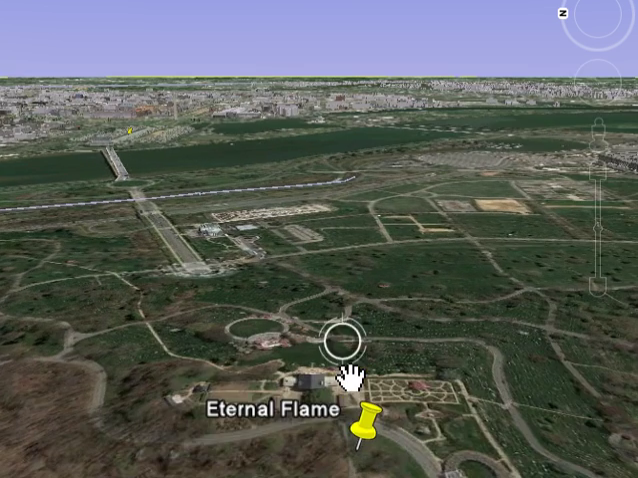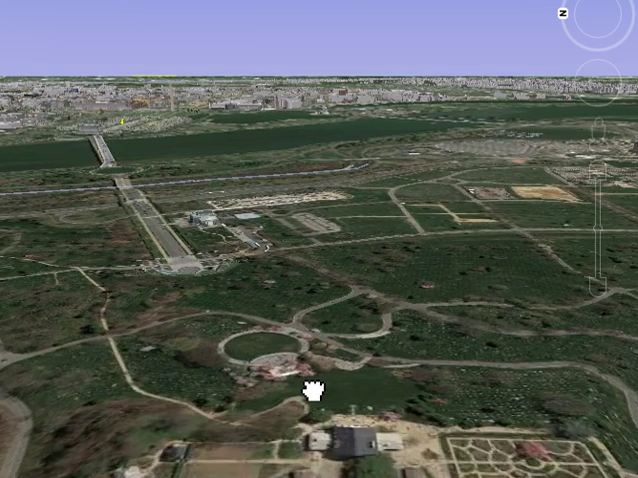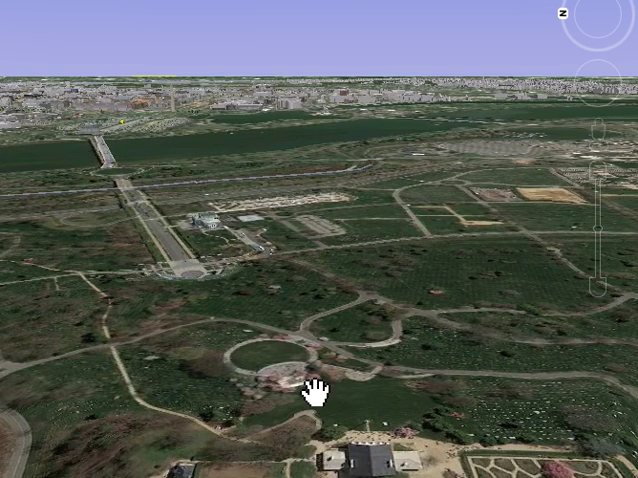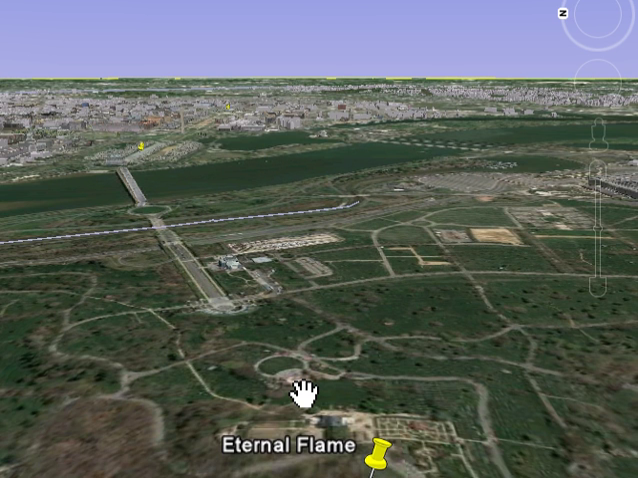And Arlington National Cemetery houses JFK's grave. It's right here, the Eternal Flame. It was put in that spot on purpose so it lines up. It makes a straight line with the Lincoln Memorial.